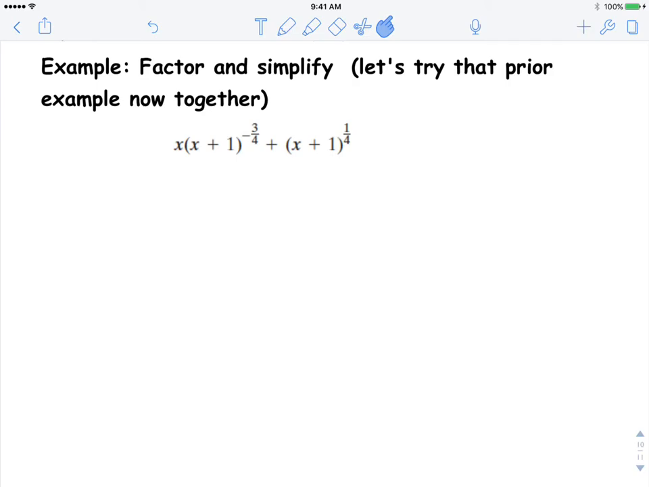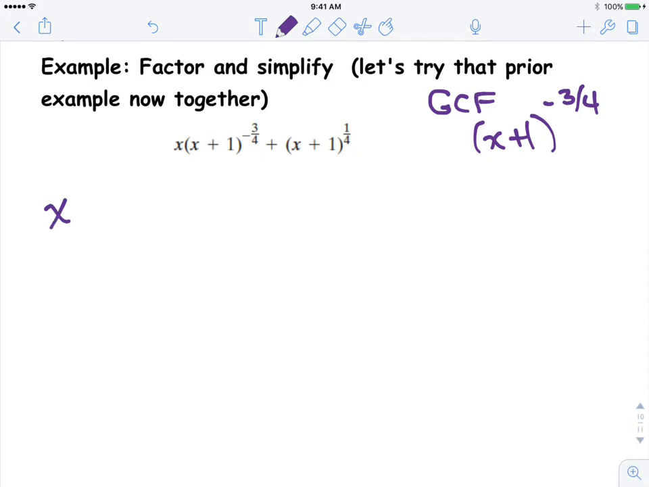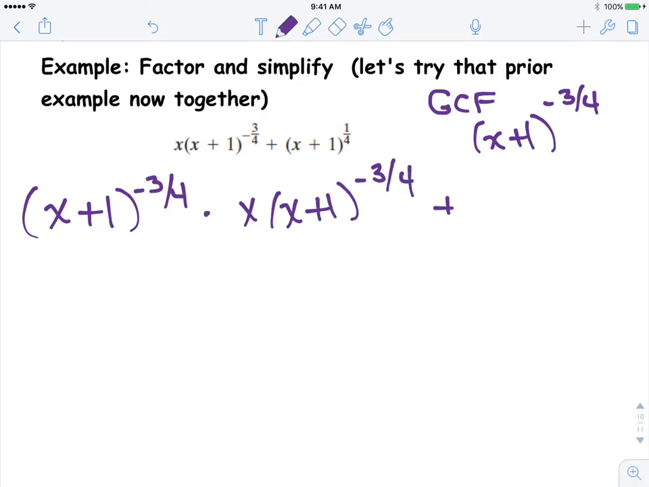Okay, so I'm going to get started here. We want to factor out the GCF. So I'm going to write the GCF as x plus 1 to the negative 3/4. So that's what we're dividing out. Sometimes it's better to write that GCF underneath so you see that division. So here's the GCF. And then this is your original problem, x plus 1 to the negative 3/4 plus x plus 1 to the positive 1/4.